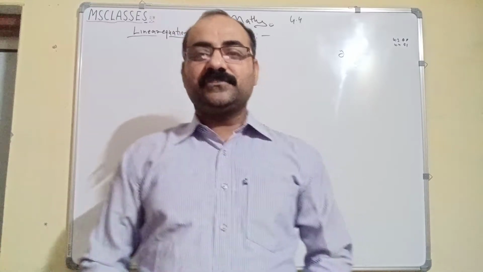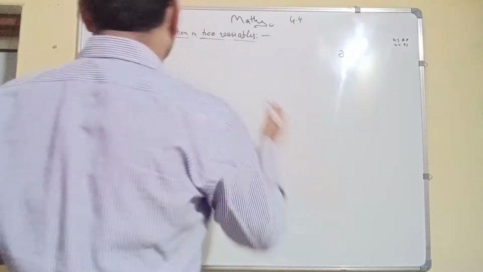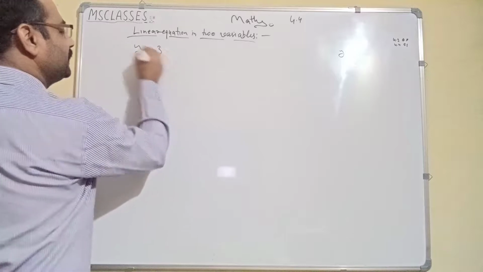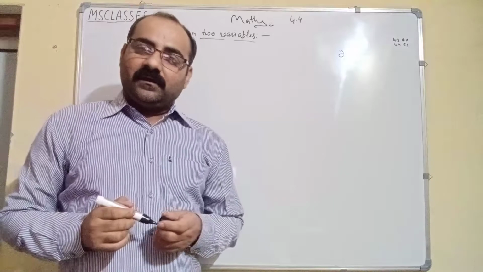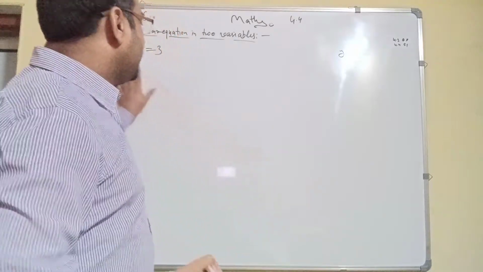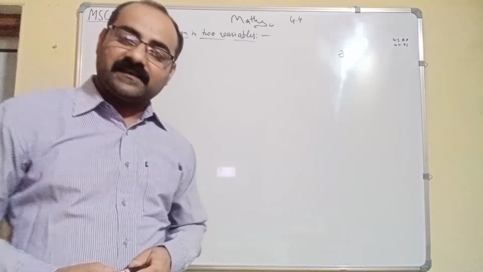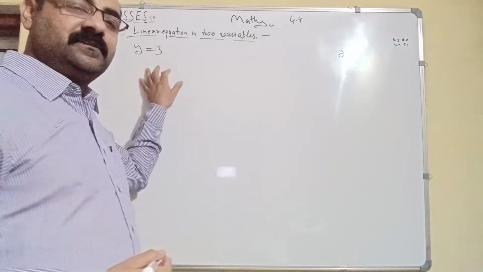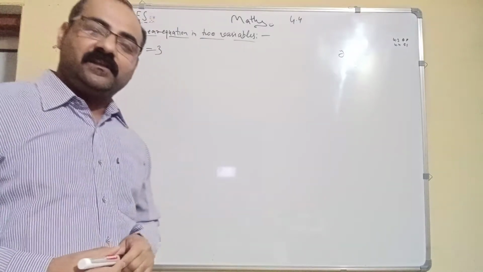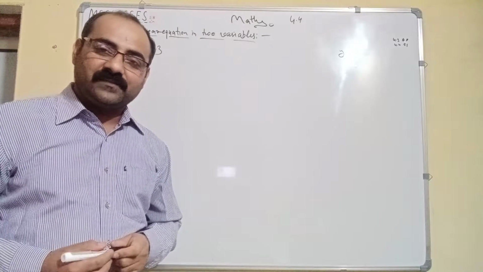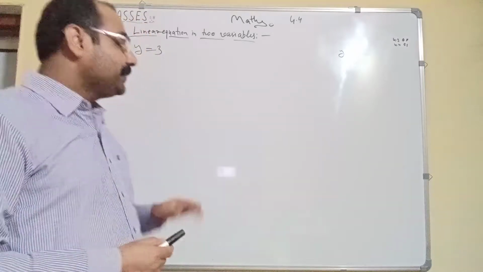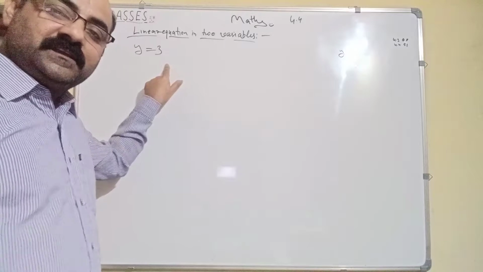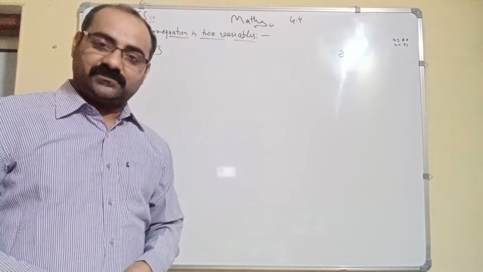So guys, what is the question? Y is equal to 3. Your question is, the equation is y is equal to 3. You have to make the graph as a one variable and as a two variable. So guys, this is a one variable equation. Why? Because we have only y. So what are the variables? X and y are the variables, and here we have the equation y is equal to 3. So this equation is a one variable equation.